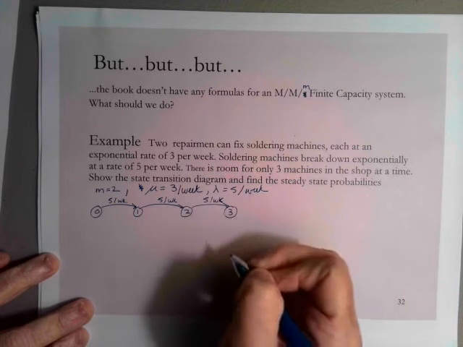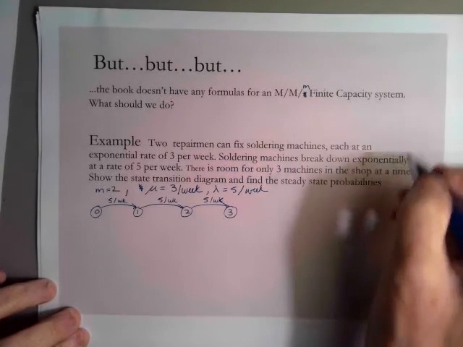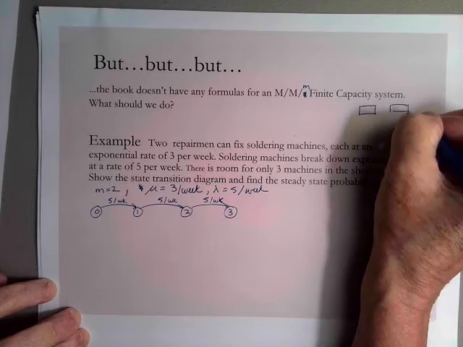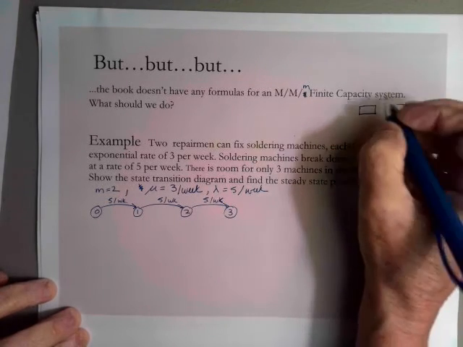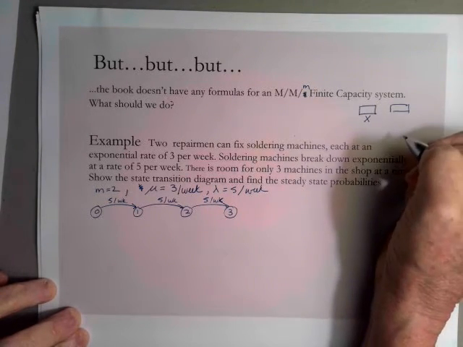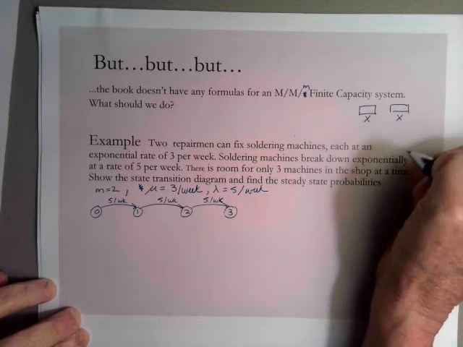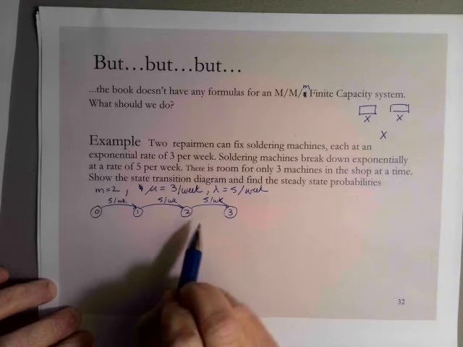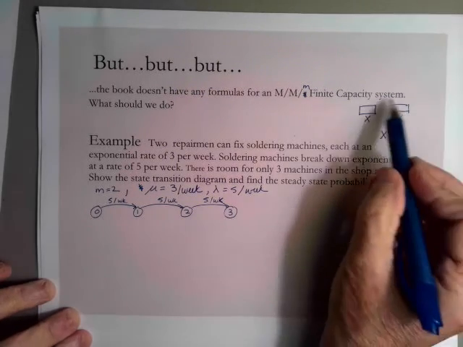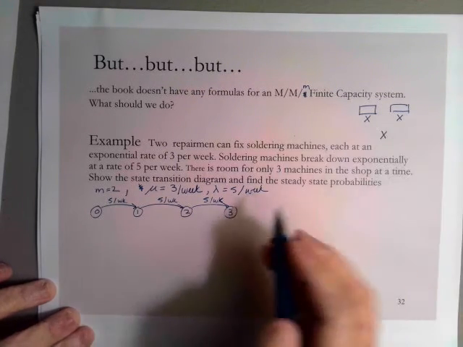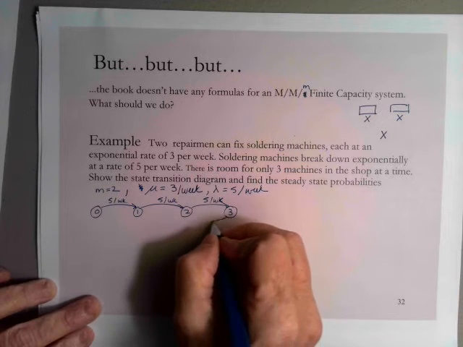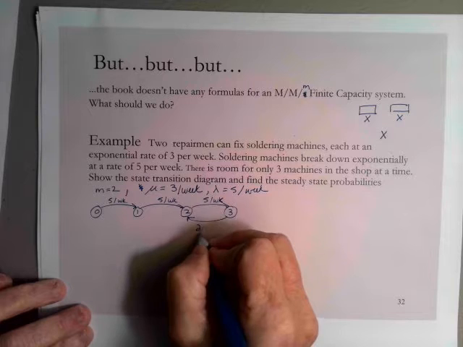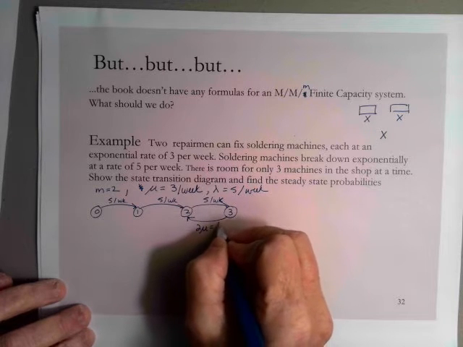And then I've got 2 servers. So if I have 2 servers right here, and I have 3 machines in the system, that means there's a machine at server 1, there's a machine at server 2, and there's a machine waiting in queue, right? So what is the rate at which I'm going from 3 down to 2? That is going to be 2 times mu. So I have 2 servers working at a rate of 3 per week. So I'm going to have 2 mu, and that's going to equal 6 per week.